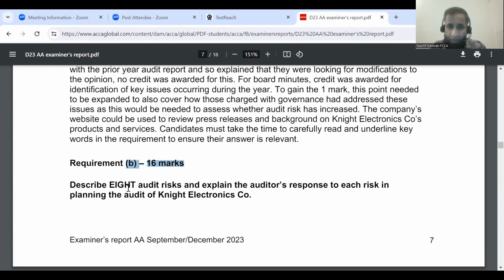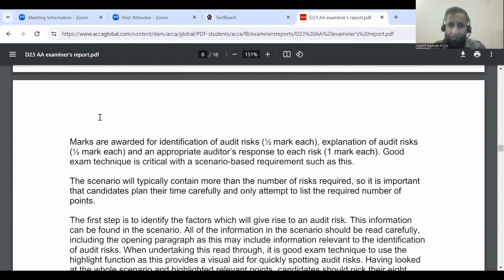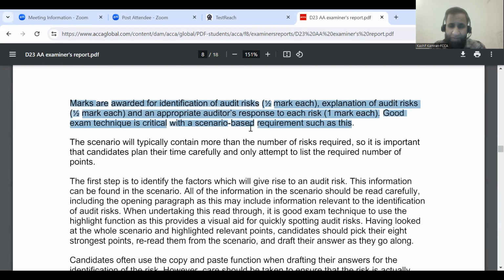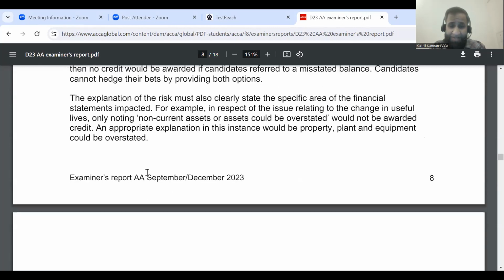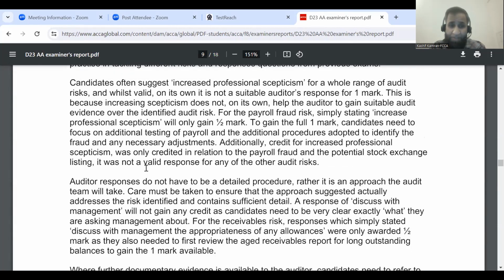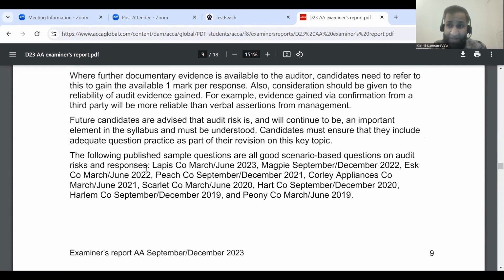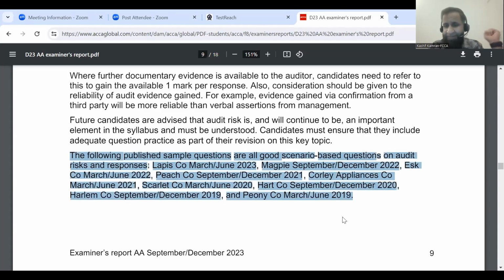A 16 marks requirement, audit risk. Look at the commentary; he's telling you how you get marks. Look at this commentary on 16 marks: 17 paras. What the good student did, what the bad student did, and advice for the future. The examiner is also telling you which questions you can do as advice. He's giving you the question numbers, the good questions you can do on audit risk.